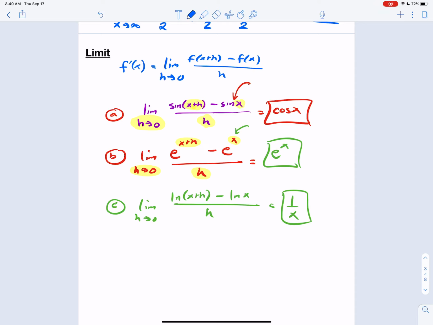Oh, okay, here's another one. Not too transparent, but I want you to try this one out. The limit as h approaches 0 of 1 over the quantity x plus h squared, minus 1 over x squared, all over h. Go ahead and try that out. Press pause here, and then play when you're ready.